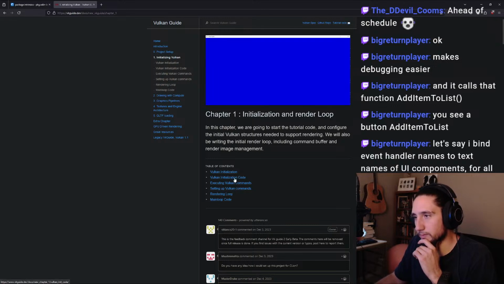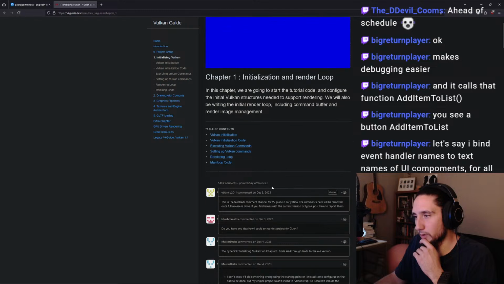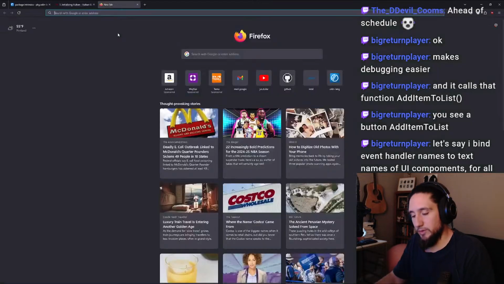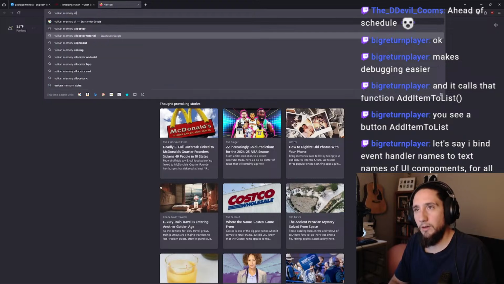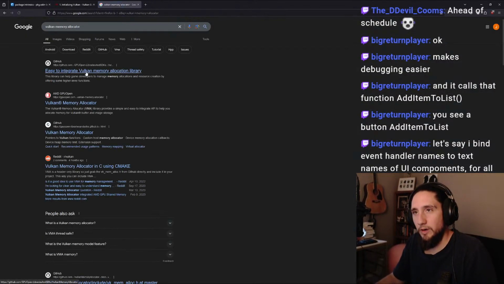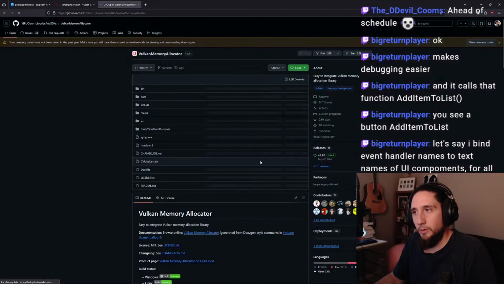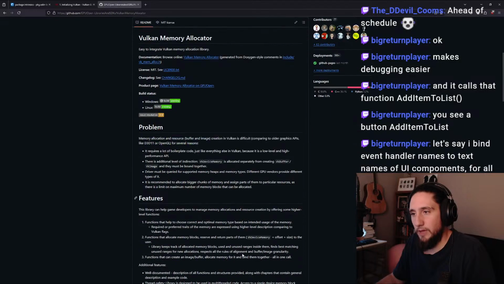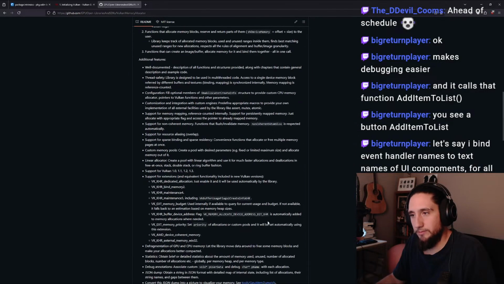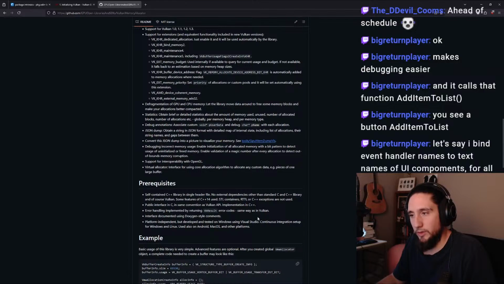Like, I was asking some of the other people that are in the Odin Discord for kind of input on whether to use this Vulkan memory allocator library, which just kind of gets you up and running with allocating Vulkan resources, right? To start doing things in Vulkan.